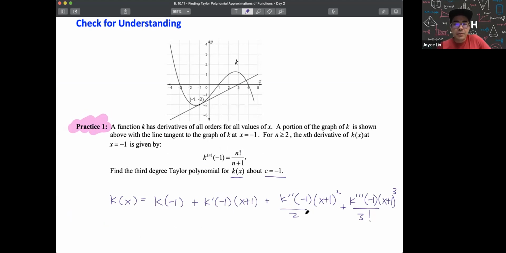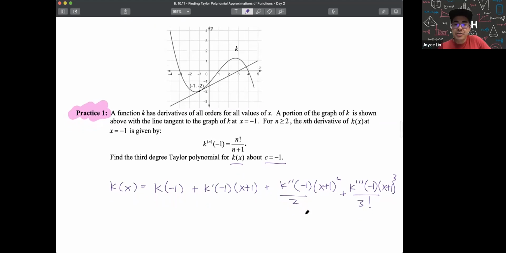And then from there we can read the question, right? It says the function has k derivatives for a portion of the graph k that is shown with the line tangent to the graph. Then it says for n greater than 2, we're going to use this function over here. And so all you need to do is pick some points from the graph. So if this is the k graph, we just know that k of -1 is -2. And then if we have the tangent line, we can just calculate the slope of the tangent line. It's up 1 over 2, so we can say k prime of -1 is just 1/2.